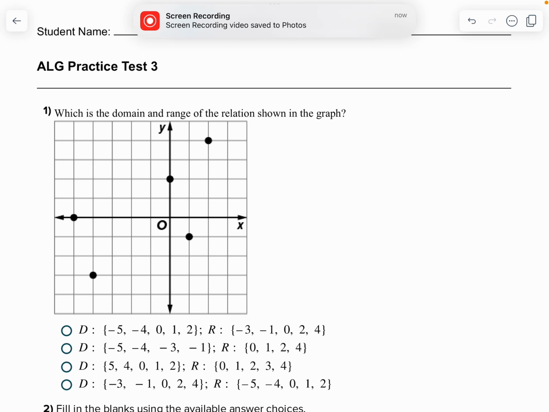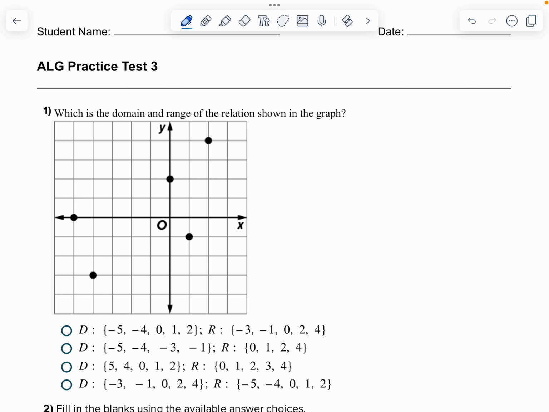This is your practice test. Which is the domain? Which is the range? Okay, so domain. Well, I like to write what the relation is first. So 1, 2, 3, 4, 5. Yes, I know those only negatives on them. So -5, 0.